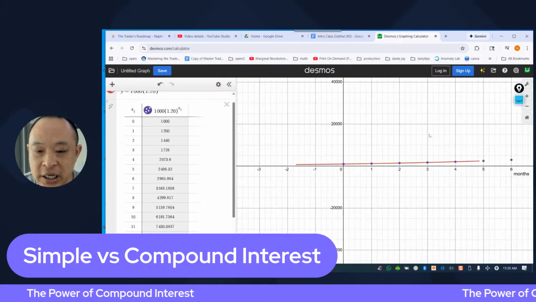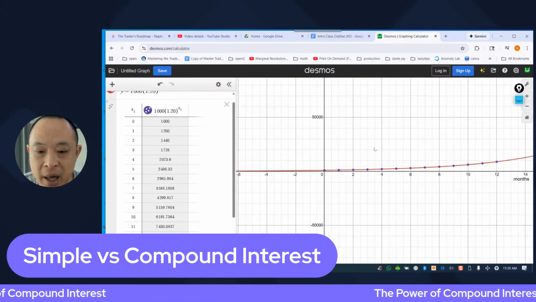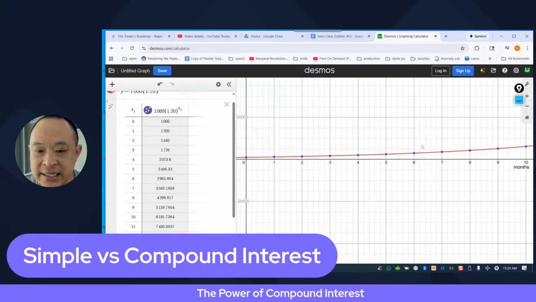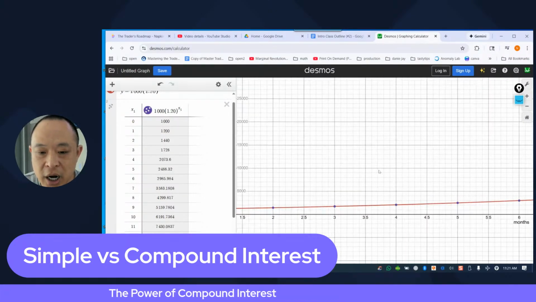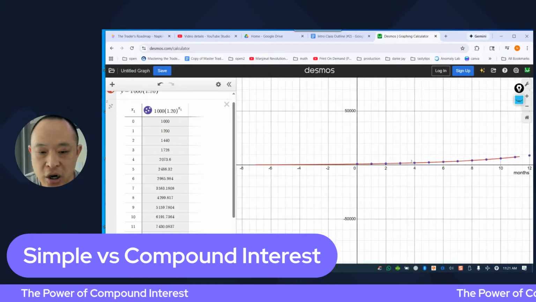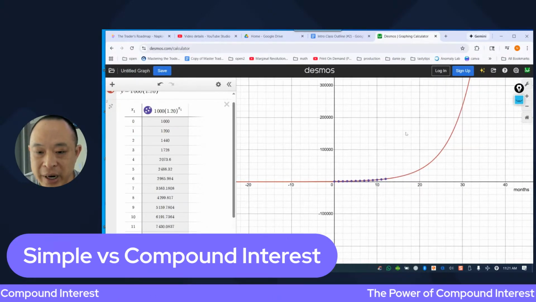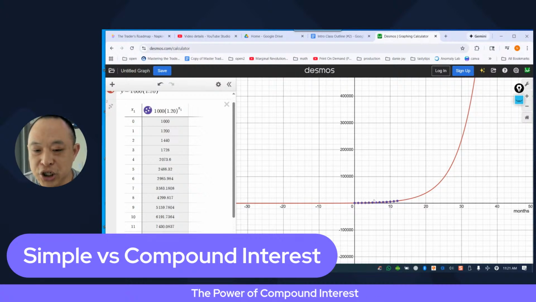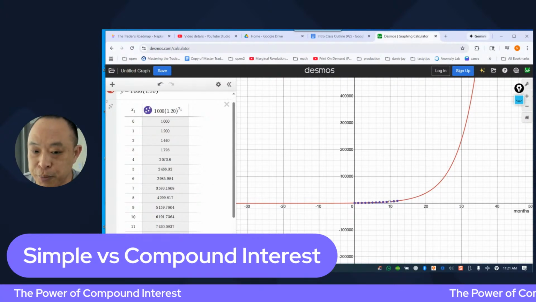So watch. If I'm making 20% a month, you'll see if I zoom in here, this is now a curve. It's no longer a straight line. See how this curve is going up and up and up? Because your interest is earning interest on top of your initial principal. And so you're growing exponentially.